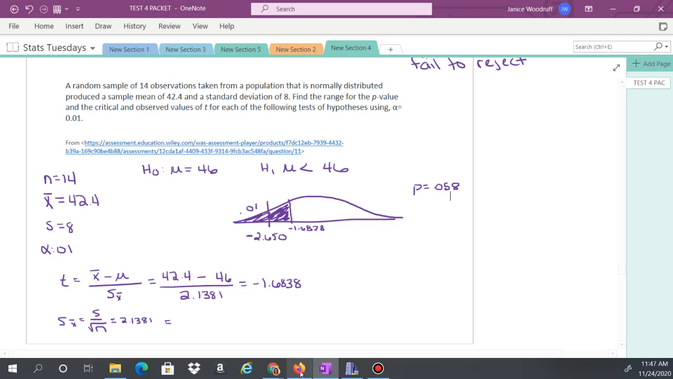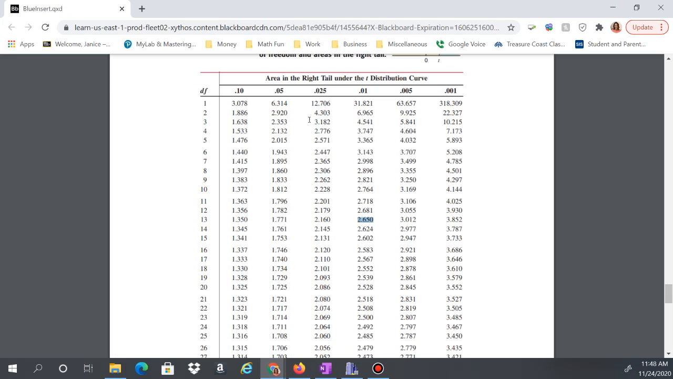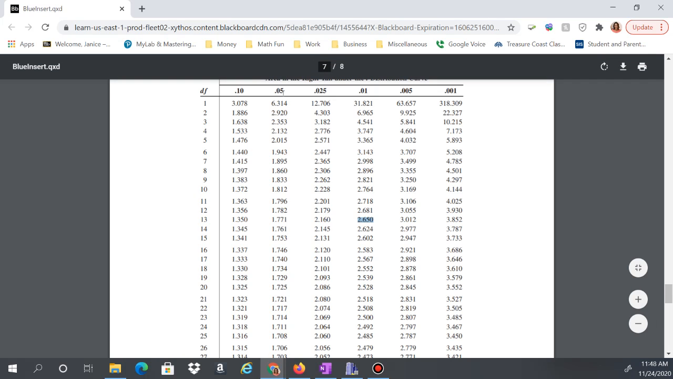The problem is not asking for the exact p-value, it's asking what it lies between. It lies between 0.05 and 0.1. If you look at this chart here, it lies between these two values. It's always going to be values that are next to each other. So that's what it's asking for, the between values. So it's 0.058, between 0.05 and 0.1.